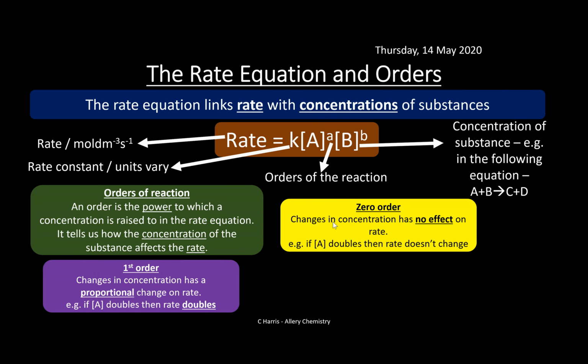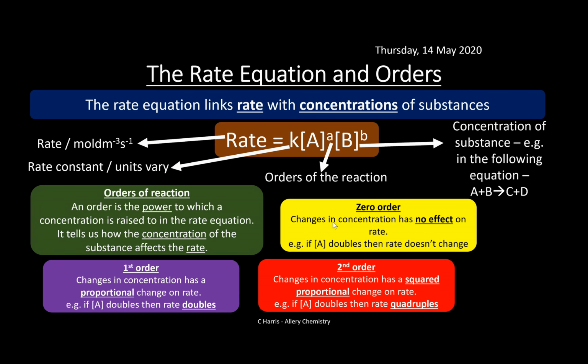So first order is where any change in concentration is proportional to the change in the rate of reaction. For example, if we double the concentration of A, then the rate doubles as well. That could be quite useful, because it means if we can double A, we get a faster rate. In industry, in particular, if we're wanting to make a substance and we know a substance has an impact on rate, if we double that, then we can make it faster. So that's quite useful as well.